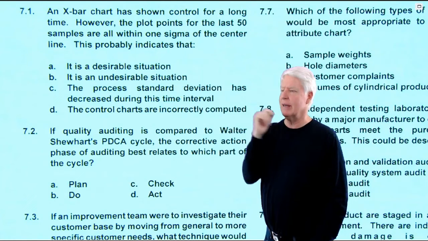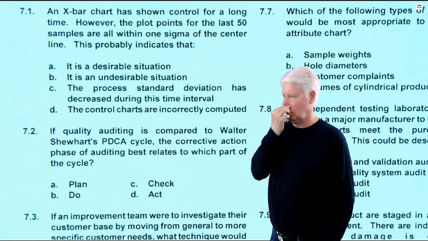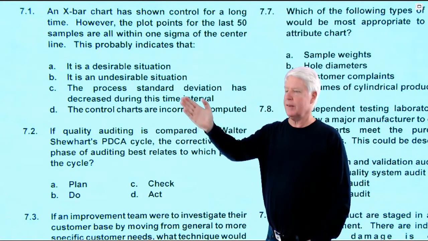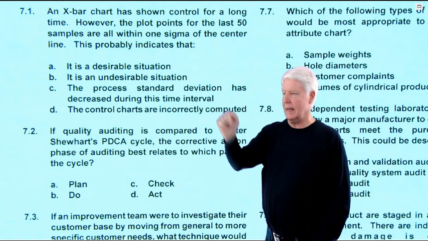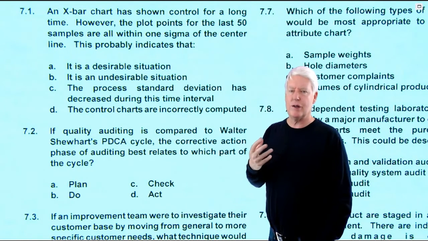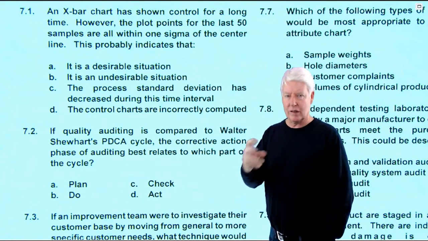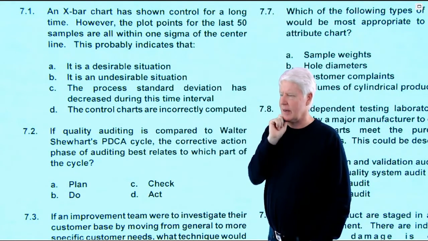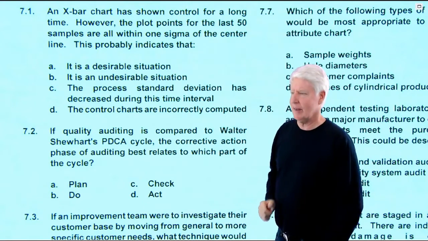You have to be careful of answering A because we don't have any idea what the process is for. It is an undesirable situation? No, it's not an undesirable situation. The process standard deviation has decreased during this time interval. I would pick this over A because we don't have enough information to make A. We don't know. Maybe you're building artificial rocks, okay, and you want some variability in there. You don't want all the rocks to look the same, low variability. So just because, yes, it has decreased standard deviation, the safer answer is C. And so that's kind of a tricky thing that ASQ does there.